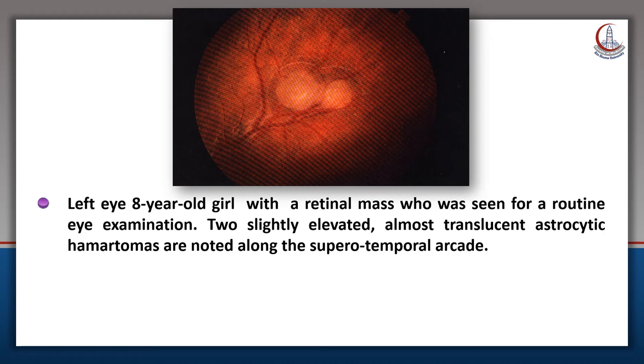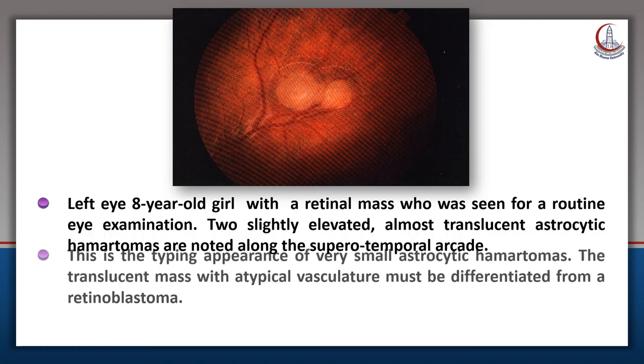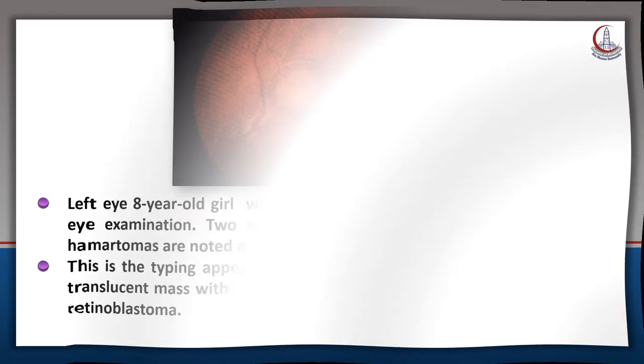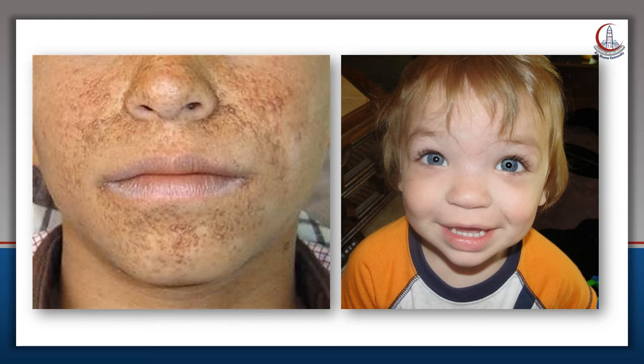This picture is taken from the left eye of an 8-year-old girl with a retinal mass seen on routine examination, with two slightly elevated, almost translucent astrocytic hamartomas at the superior temporal arcade. These can sometimes appear very small, with typical vasculature, and must be differentiated from retinoblastoma.